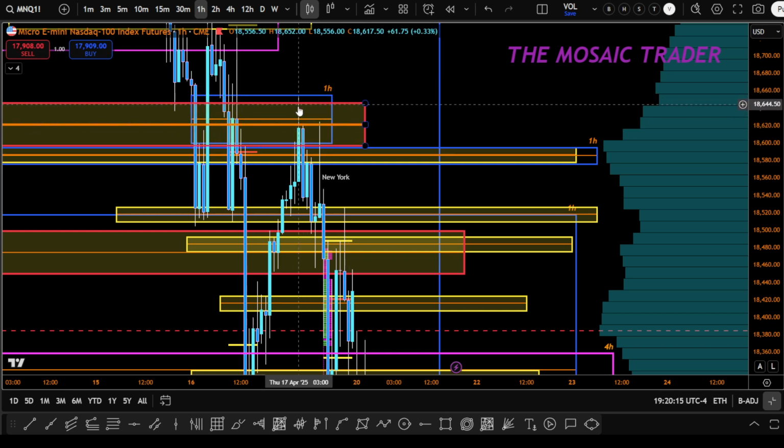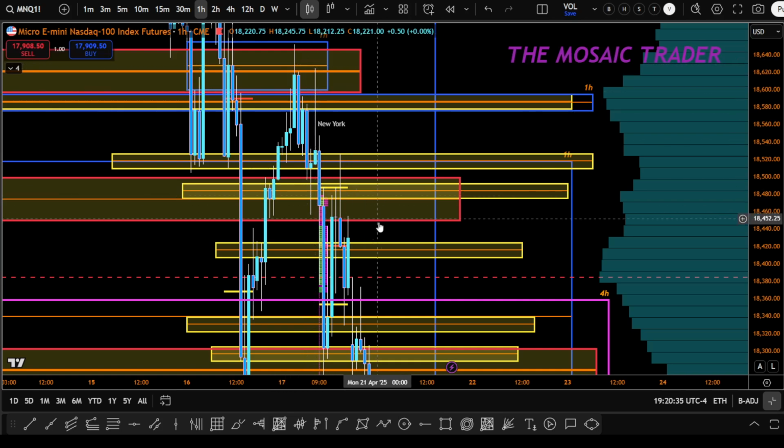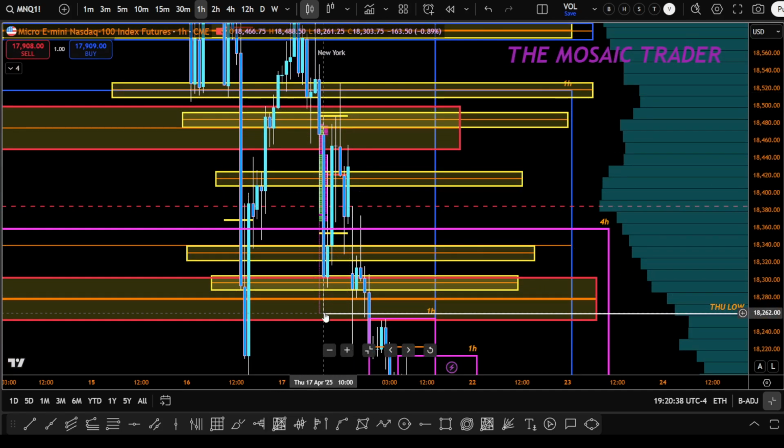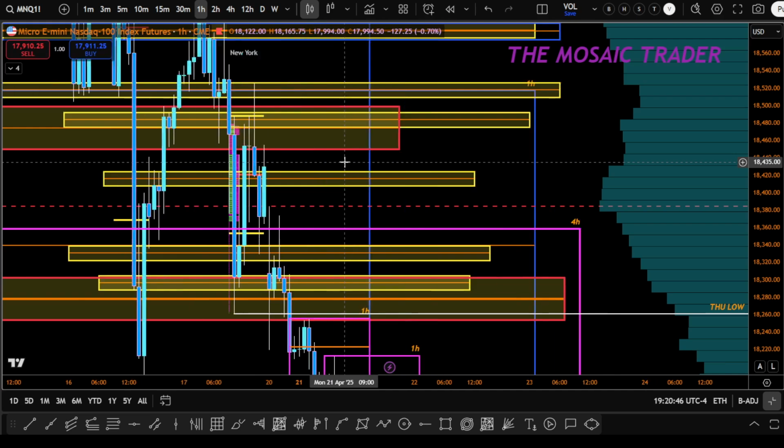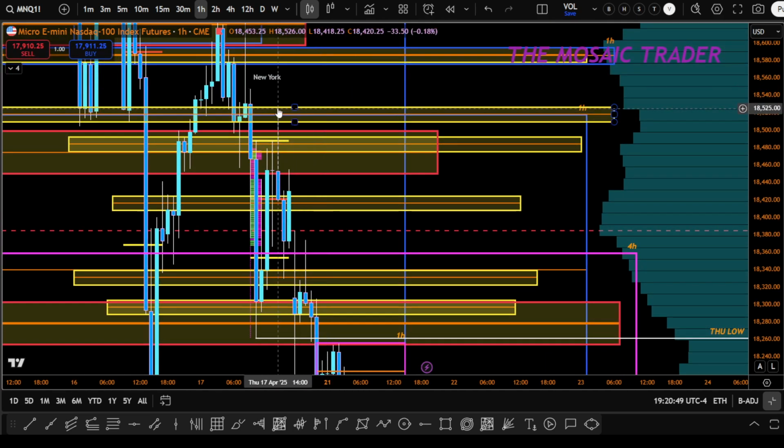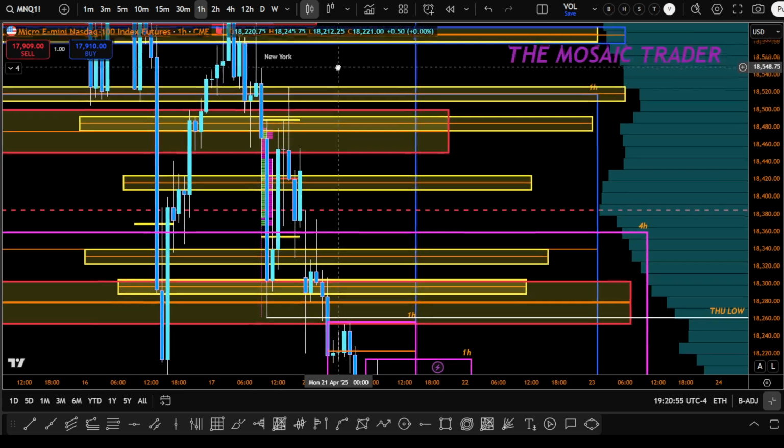And price dumped from here. Went back down to this bigger node here. Then back up again to where? Almost to the middle of this fair value gap and the middle of this daily node. Went all the way back down, again back to this node, almost to the very bottom here. Then pumped up again to this node here, and again, the top of this fair value gap.